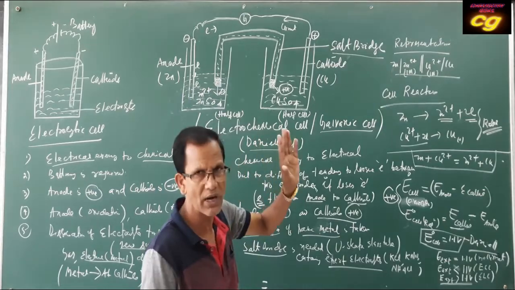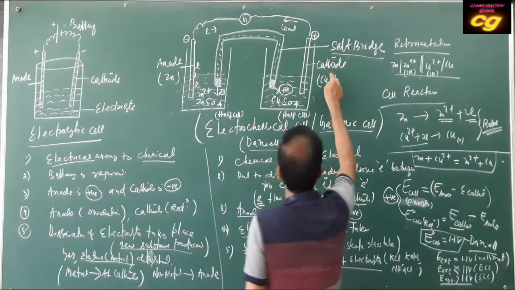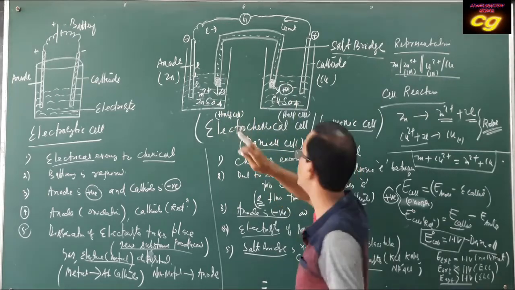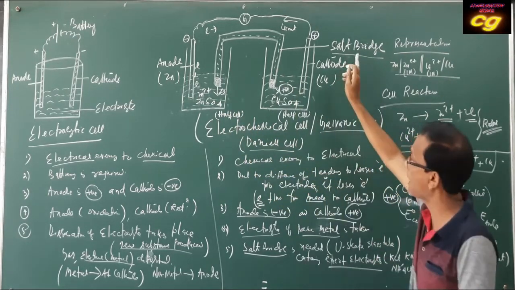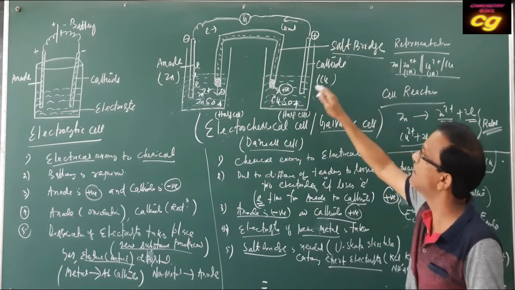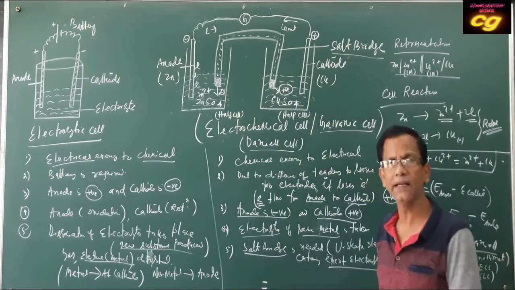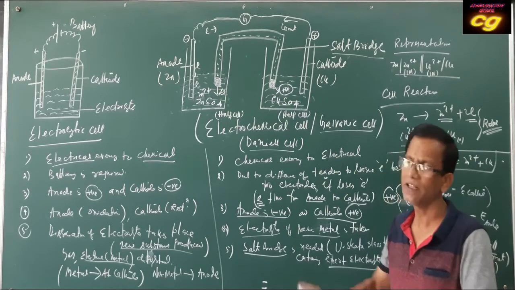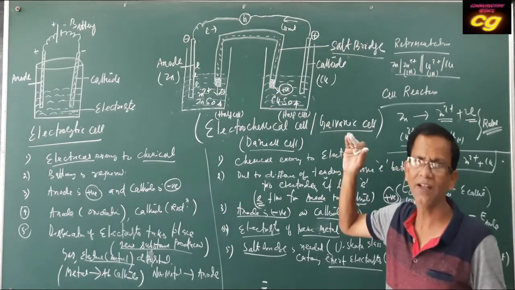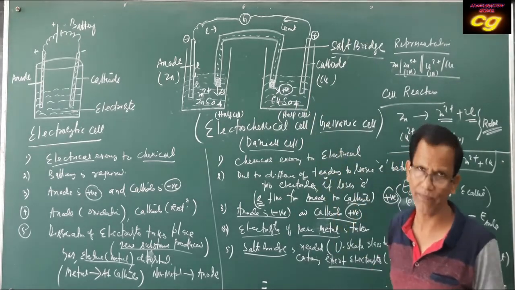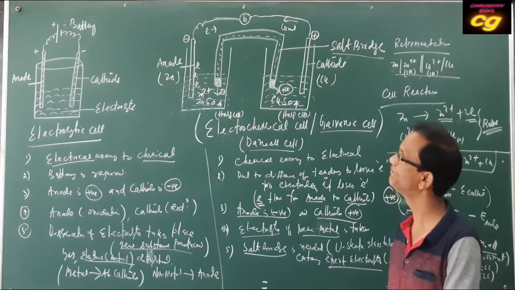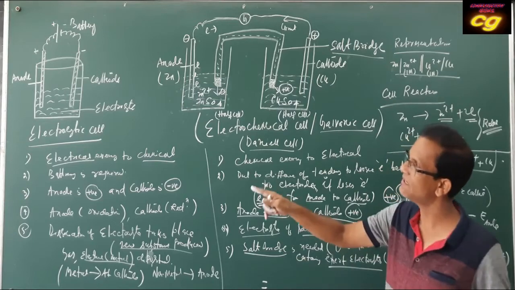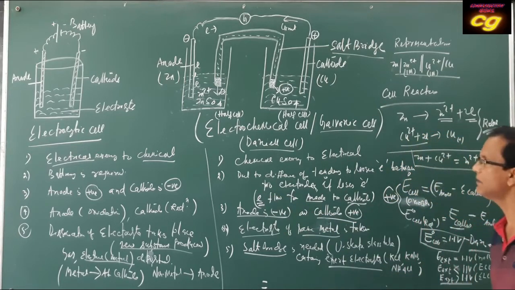These are the two important functions of the salt bridge. It connects the two half cells, and when it connects, current will flow easily. Second, it maintains electrical neutrality between the two half cells, so that the cell can continue for a long time without stopping. This is the importance of the salt bridge in electrochemical cells.